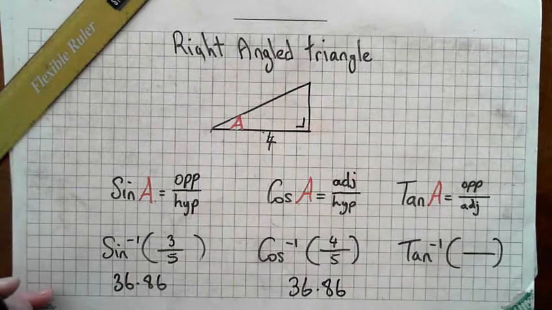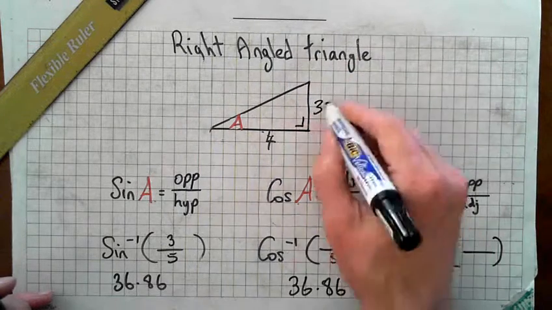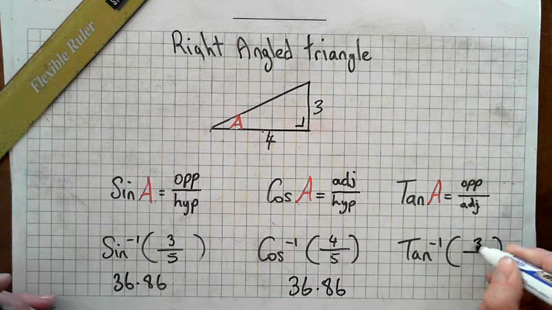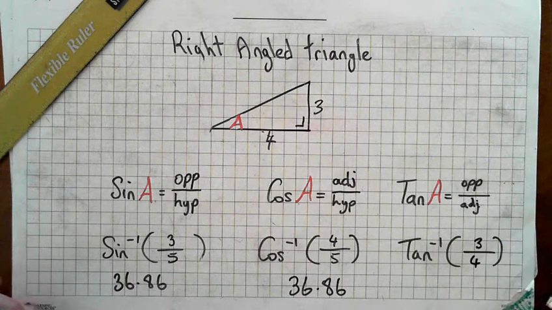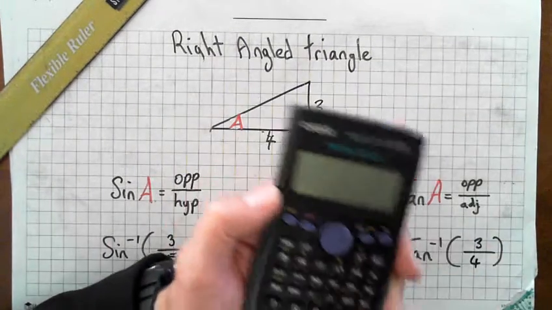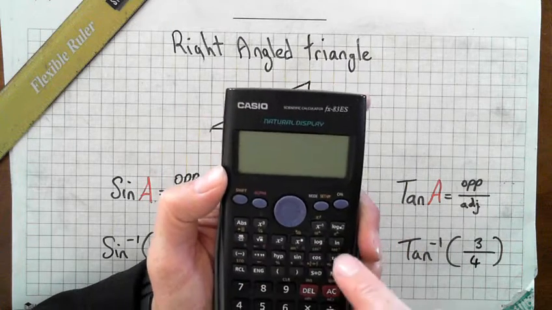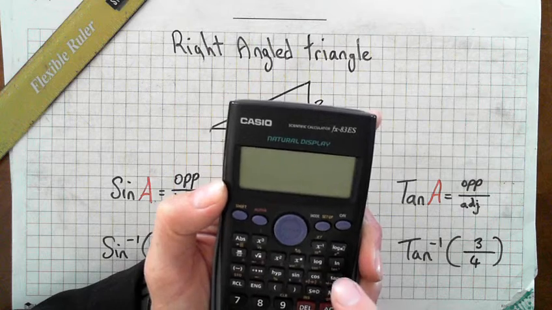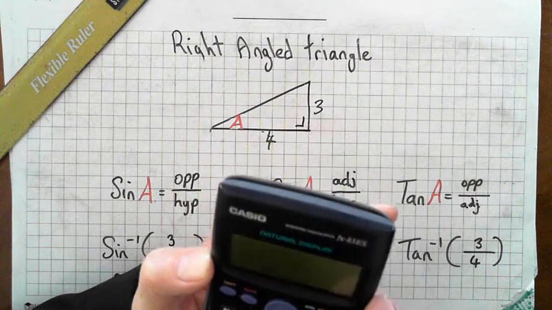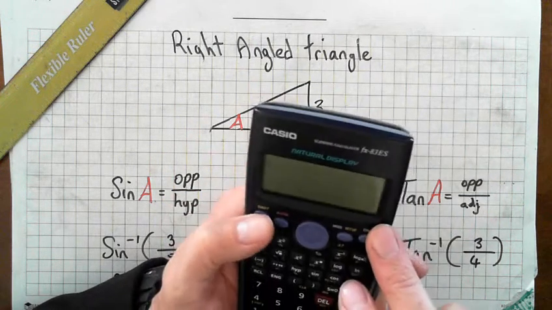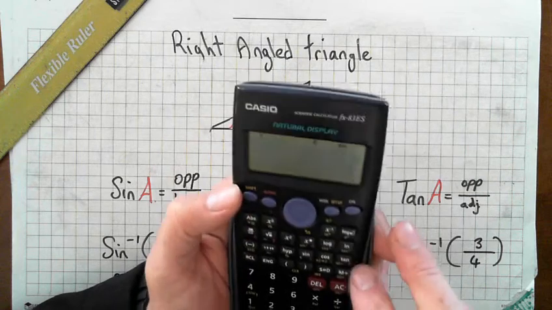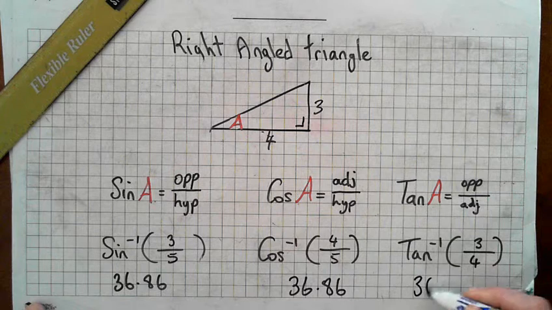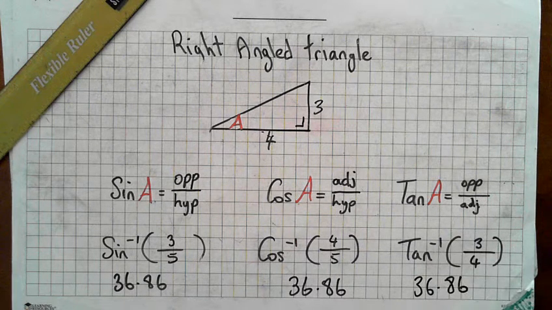And what's the last scenario? If they give you the opposite and the adjacent? Opposite is 3, adjacent is 4, and you can get the angle. So second function tan, turn it on, second function. The battery's going. Right, so if I go second function tan and type in 3/4, I will get 36.86. Same.